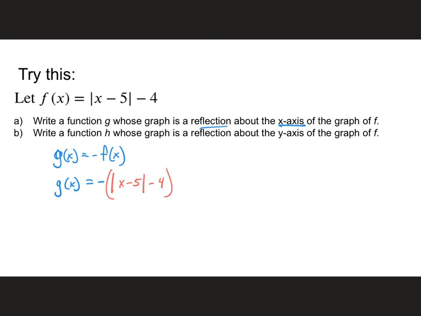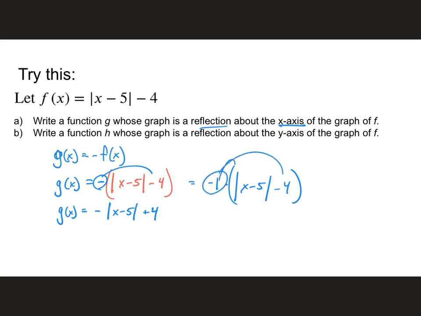That's very important. The next thing I'll do is I'll take and I'll distribute through my negative sign, so I end up with negative the absolute value of x minus 5 plus 4. Remember to distribute the negative. And again, if it's helpful, you can write that as negative 1 times the absolute value of x minus 5 minus 4. It might be helpful to think of it that way, and then distributing the negative doesn't seem so weird. All right, let's look at B.